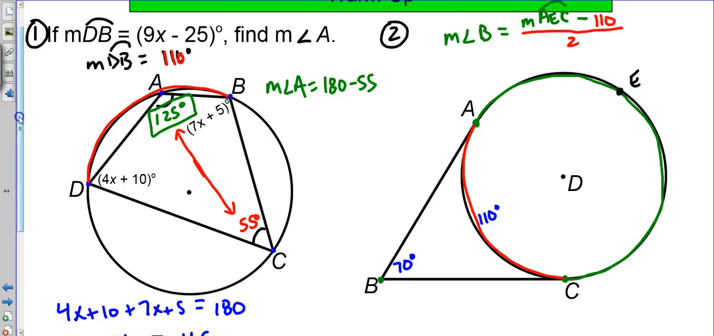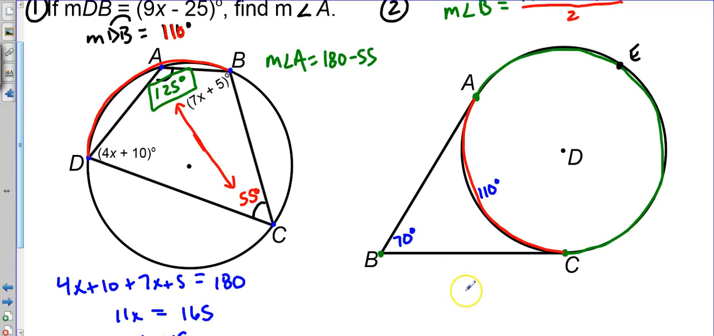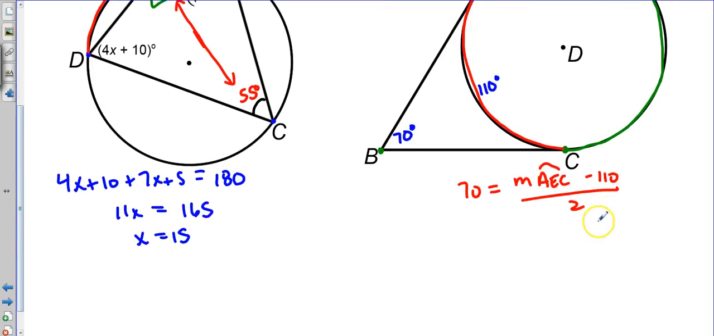So ultimately, let me come down here, we're going to get the equation 70 is equal to the measure of arc AEC minus our 110, divided by 2. Multiply by 2 on both sides, and go through and solve for the measure of arc AEC. So we get 140. We're going to add 110 to both sides, so 140 plus 110 is going to be equal to the measure of arc AEC. So we get 250 degrees for the measure of arc AEC.